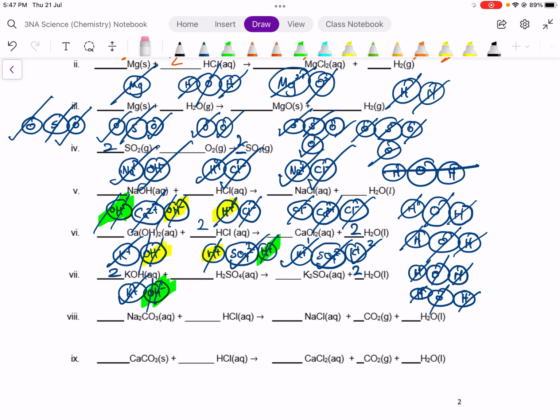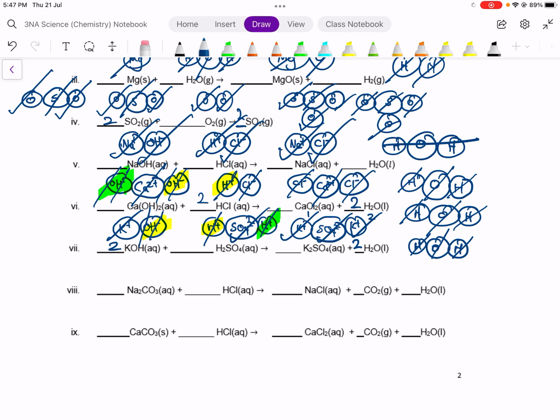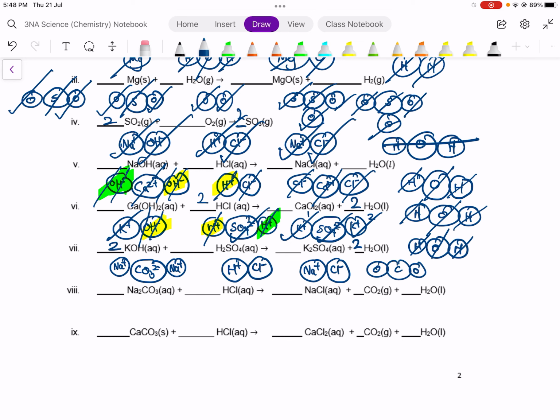I'm going to erase this as well as this, so I got some space. Now you have sodium carbonate, so CO3 2 minus, Na plus, Na plus. Na2CO3 means 2 Na plus, 1 carbonate. Then you have a H plus and a Cl minus. Then Na plus, Cl minus. Then CO2. I need to squeeze a bit, not enough space.